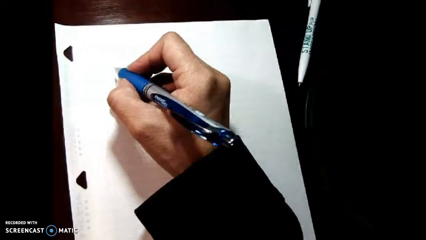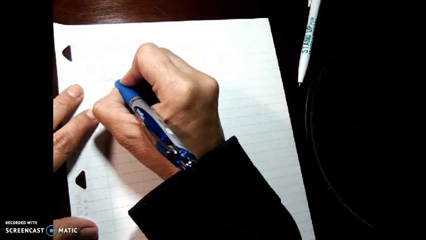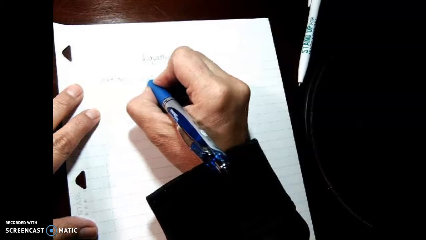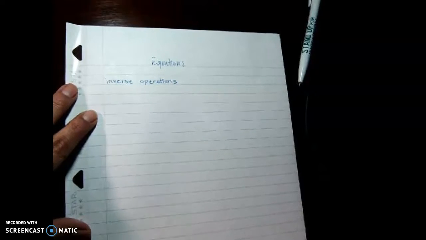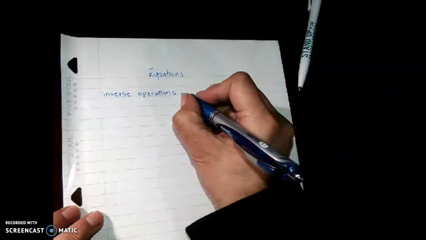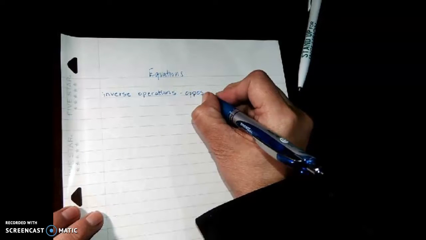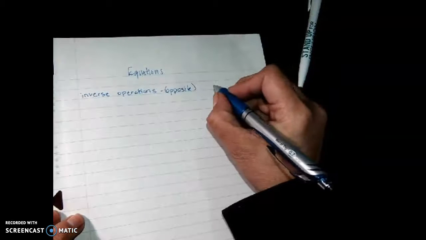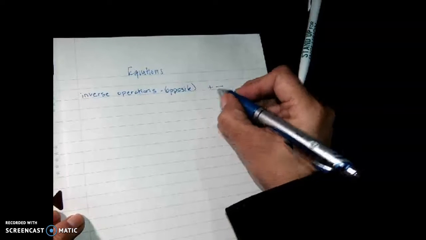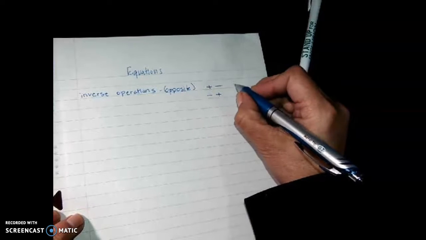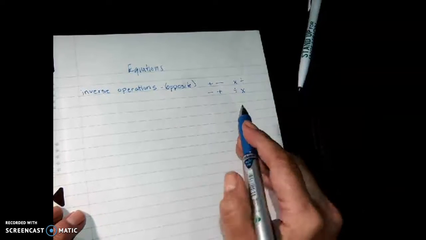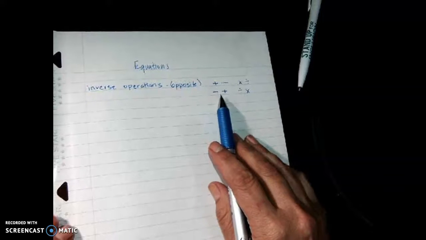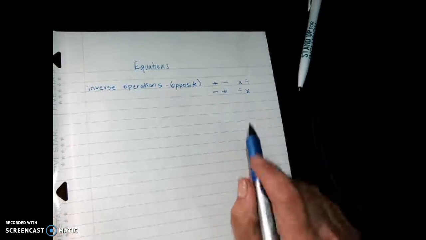The first thing I want you to remember is that we have inverse operations, meaning opposite. So if it's plus, we go minus. If we go minus, we go plus. If we go multiplication, division, and division, multiplication. These are inverse operations or opposite. Okay.